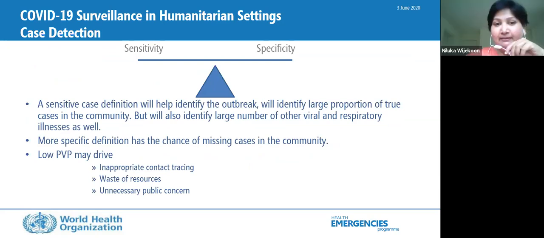Thank you. Okay, just one thought about the sensitivity and specificity. I'm not going to go into detail about it. In most humanitarian settings, we have a sensitive case definition to identify cases. However, viral diseases and respiratory symptoms also share some of the non-specific signs and symptoms. So if you have a low positive predictive value, also consider that you may be doing inappropriate contact tracing, which will be quite resource heavy and create unnecessary public concern as well. So there's a fine balance between sensitivity and specificity when you want to have a better case definition in settings where there's no testing.